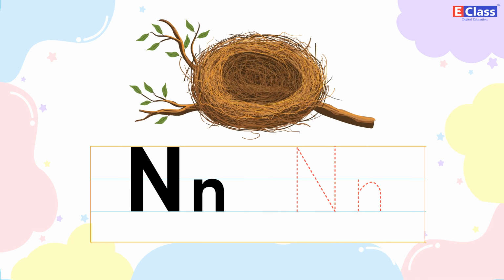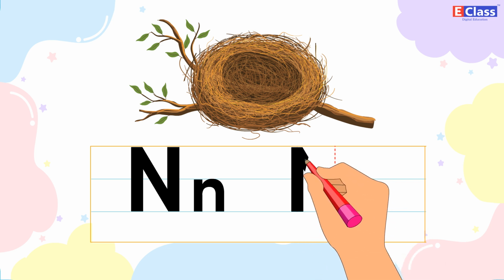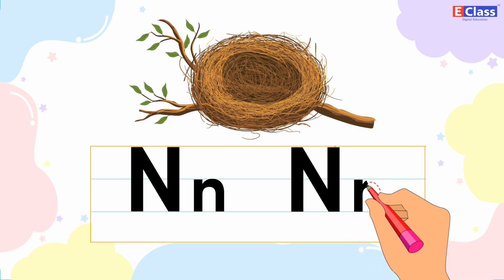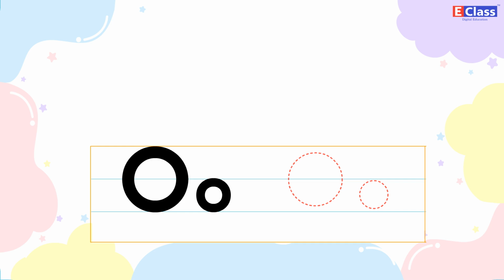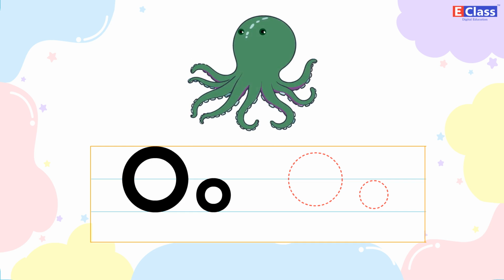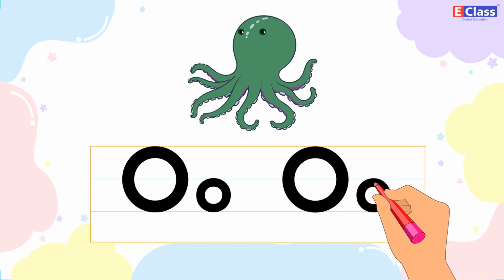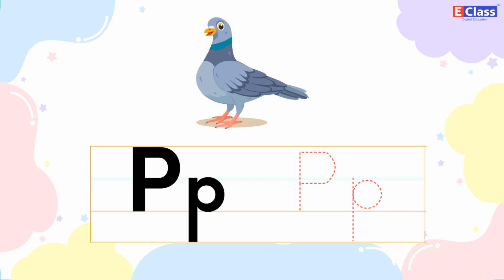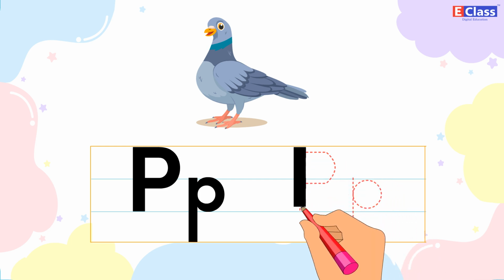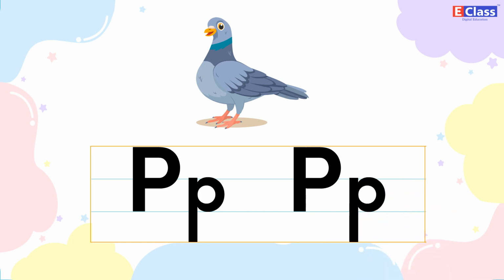N for nest. Let's trace N. Capital N and small n. O for octopus. Capital O, small o. P for pigeon. Capital P, small p. Great going, friends.